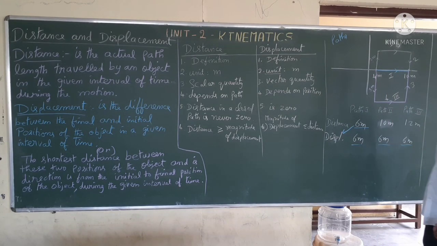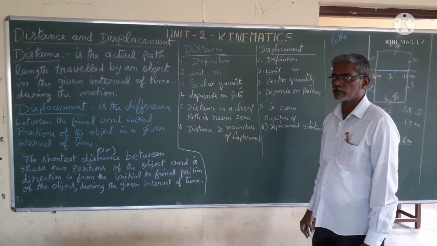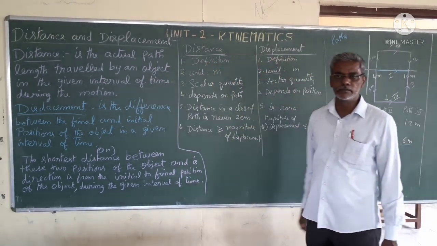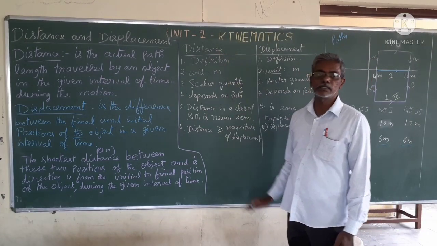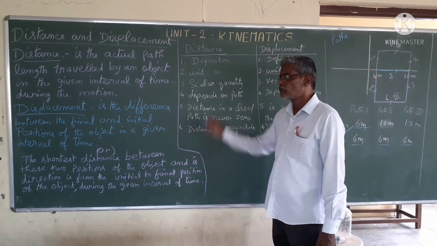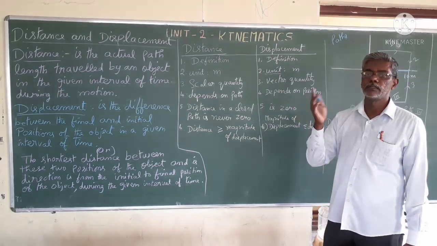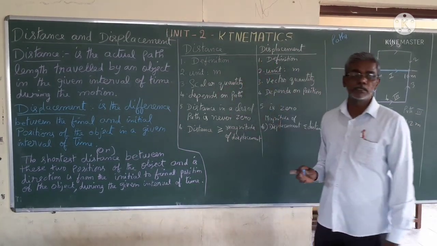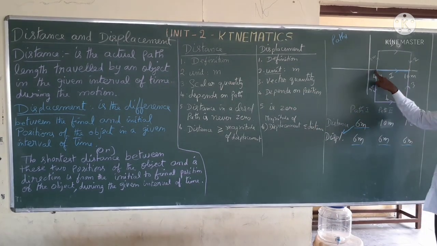It is clear. Now we go for the difference between distance and displacement. So you write the definition for distance here and the displacement definition. Next point, unit. For distance the unit is meter, and for displacement also the unit is meter. The distance covers only the path length, that means magnitude, so it is a scalar quantity. Displacement tells the magnitude as well as the direction, that is, from starting to the ending.